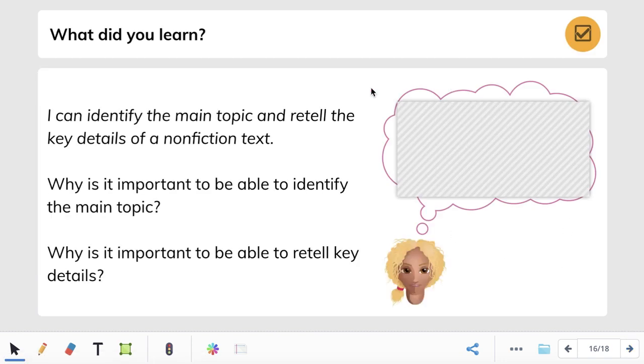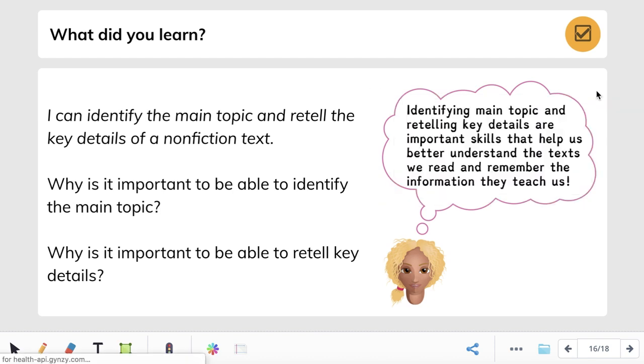Okay, guys, so think about what we learned. It says, I can identify the main topic and retell the key details of a nonfiction text. Why is it important to be able to identify the main topic? What do you all think? And why do you think it's important to be able to retell key details? Well, identifying the main topic and retelling key details are important skills that help us better understand the text we read and remember the information they teach us. So, by knowing these key details and the main topic, we're learning what the text says. We're understanding what the stories are telling us.